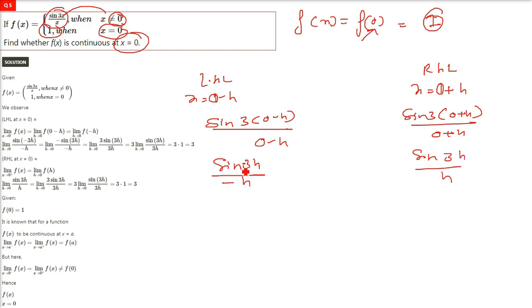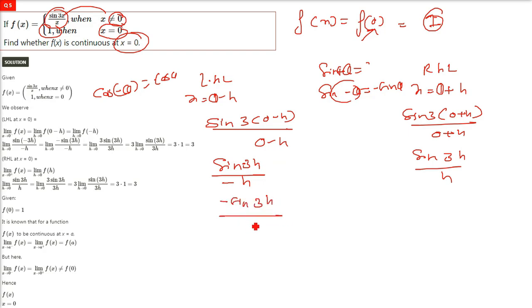Now by trigonometric identities, we know sin of negative theta is negative sin theta. Because in case of cos theta, it's reverse. Cos minus theta is cos theta. But sin minus theta is minus sin theta. So you can write it as minus sin 3h divided by minus h. And the minus minus you can just cancel. Here it is sin 3h divided by h.